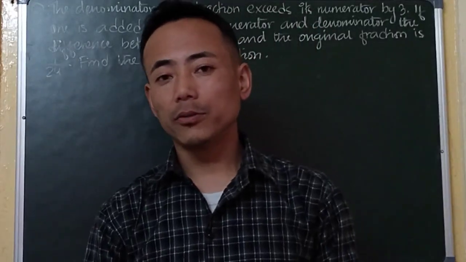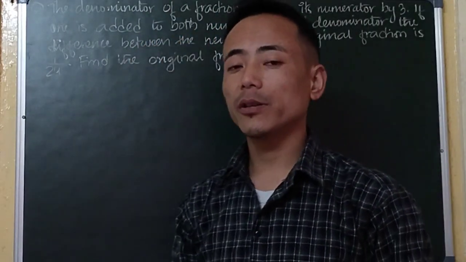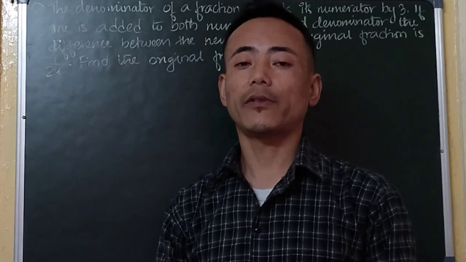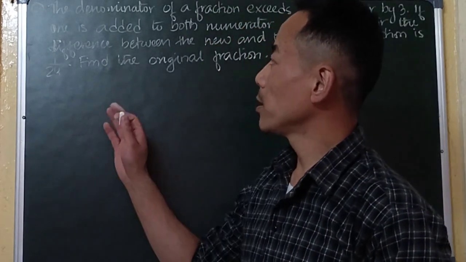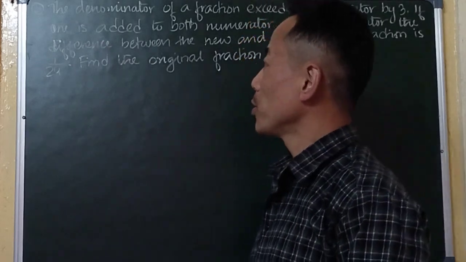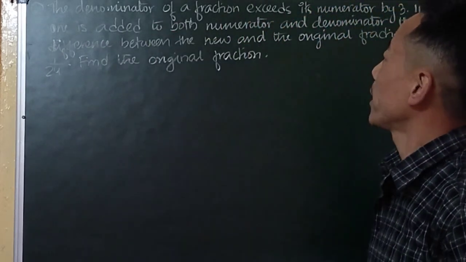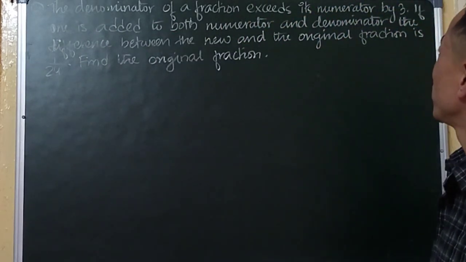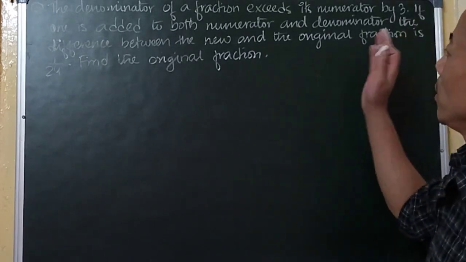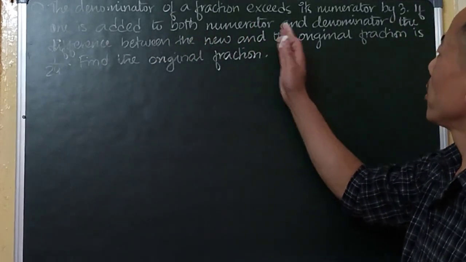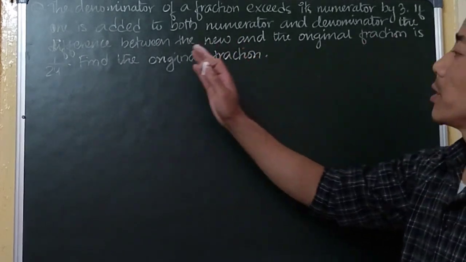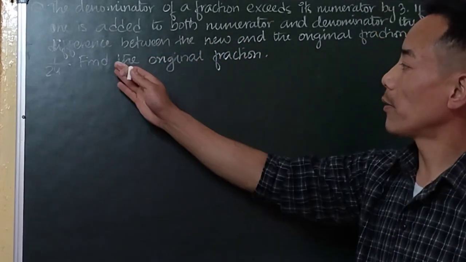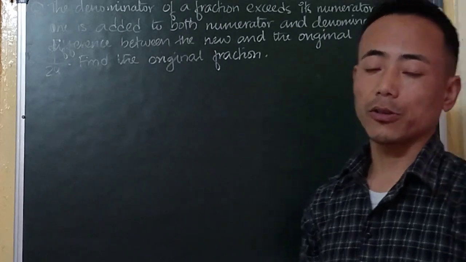Okay, so let's do the third question. This question is based on the numerator and denominator, that is fraction. Alright, so the first was related with the numbers. Now this is related with the fraction. So the question says the denominator of a fraction exceeds its numerator by 3. If 1 is added to both numerator and denominator, the difference between the new and the original fraction is 1 by 24. You have to find the original fraction.